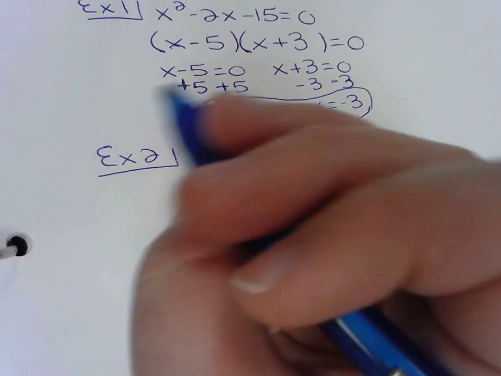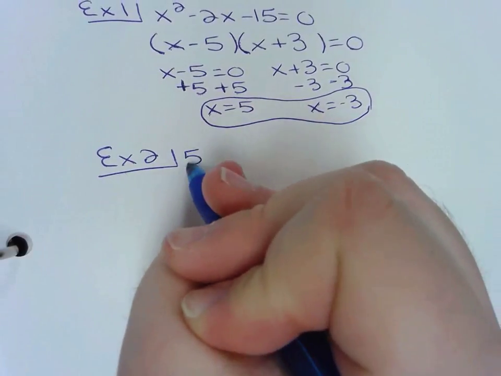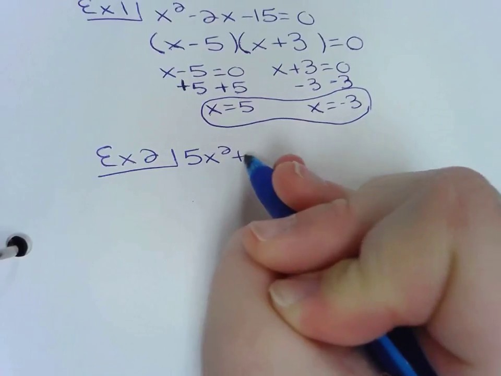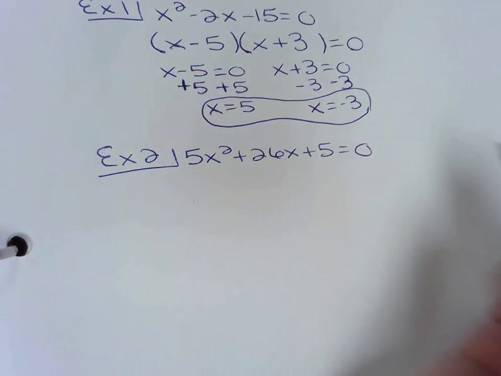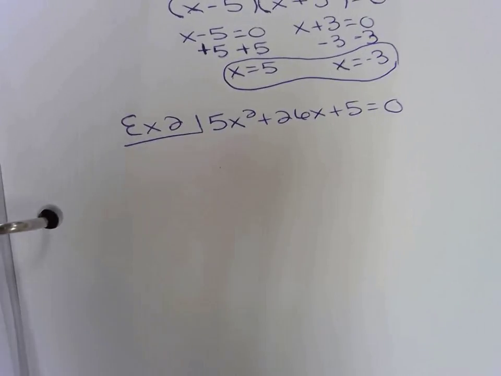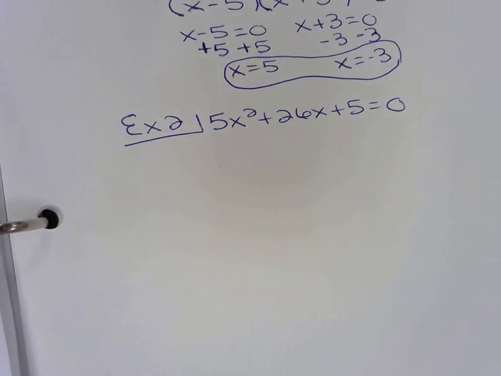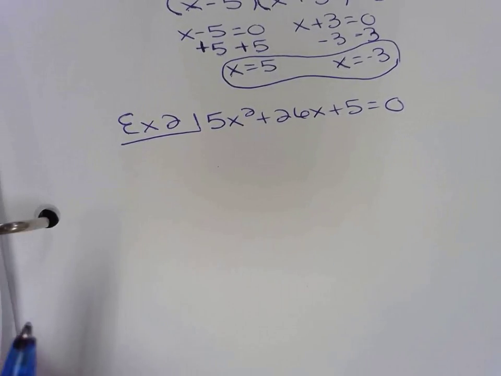What if I have 5x squared plus 26x plus 5 equals 0, and I want to factor this? It's already set equal to 0. What we're going to do today will already be set equal to 0. You won't have to worry about moving things around today. Already set equal to 0.